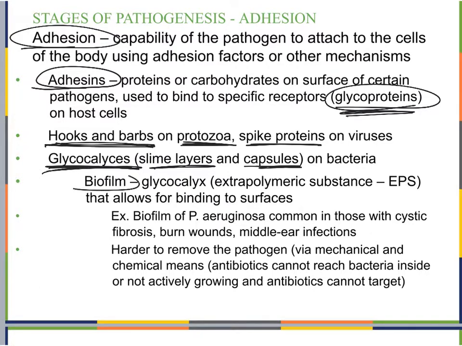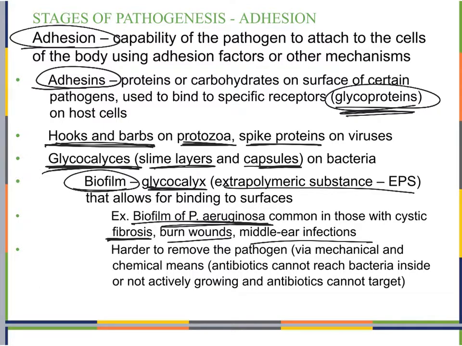This is where we can also remind ourselves about biofilms. So remember the biofilm, we have a glycocalyx, this EPS, this extracellular polymeric substance that's being secreted by these bacteria, and it's creating this matrix that is going to allow those bacteria to attach to certain surfaces and then grow to a large number within these biofilms. And we saw our video previously on the P. aeruginosa biofilm. So the biofilm of P. aeruginosa is common in those with cystic fibrosis, burn wounds or middle ear infections, and it makes it much harder to remove that pathogen because of this biofilm production.